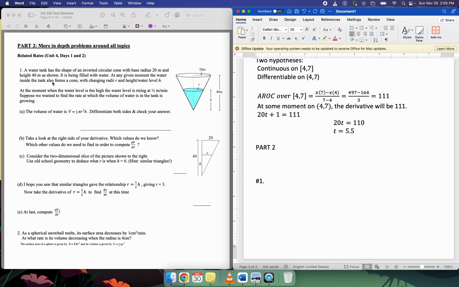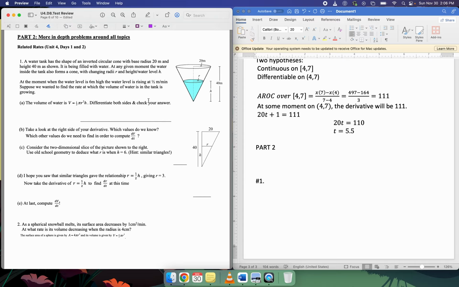At any given moment, the water inside the tank also forms a cone with changing radius r and height, the water level, h. So r is the radius of the cone of water and h is the height of the cone of water, which of course is different from the radius and height of the cone container. At the moment when the water level is 6 meters high, the water level is rising at 1/2 meters per minute.